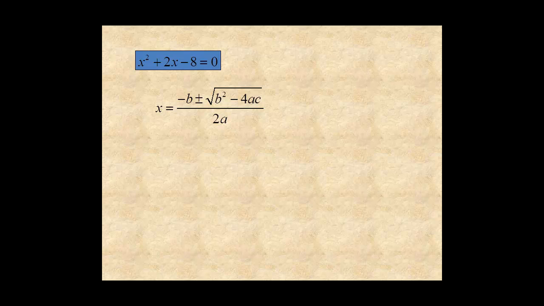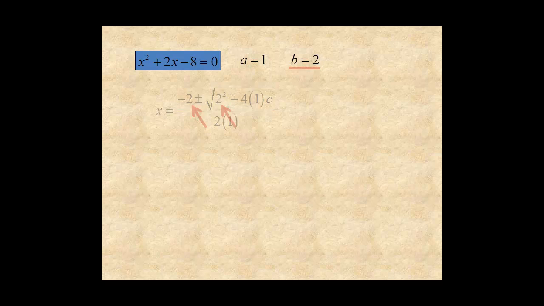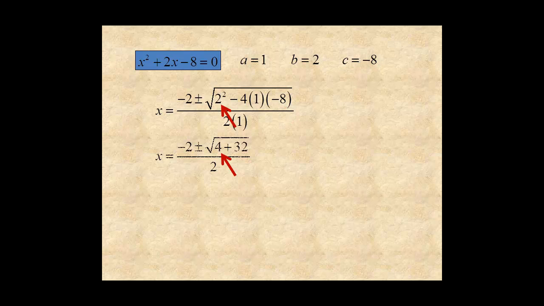Be careful when the constant is negative, because the expression under the radical sign becomes a sum. For this equation, the leading coefficient a is equal to 1. The linear coefficient b is equal to 2. And the constant c is equal to -8. Then 2 squared equals 4, and -4 times 1 times -8 is positive 32. Notice the expression is now a sum.